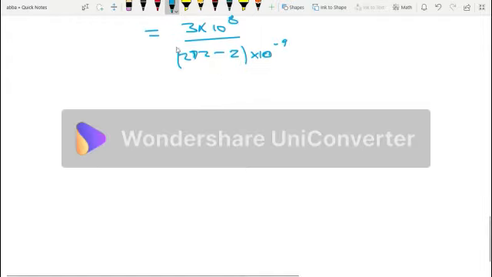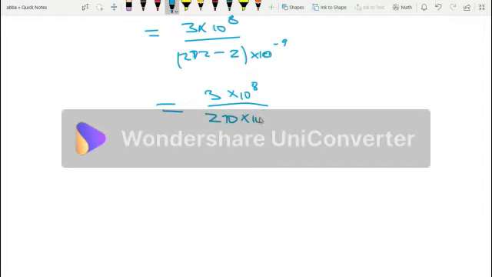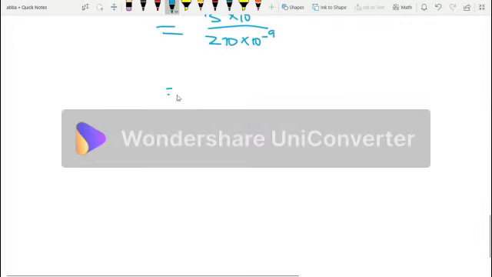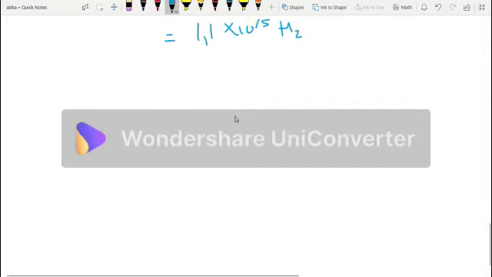We need to subtract 2 from this. So we're going to have 3 times 10 to the 8 divided by 270 times 10 to the negative 9. So now when we solve this, what do we get there? We get 1.1 times 10 to the 15 hertz. That is the frequency. So now number B, they say to calculate the maximum kinetic energy of that, right?